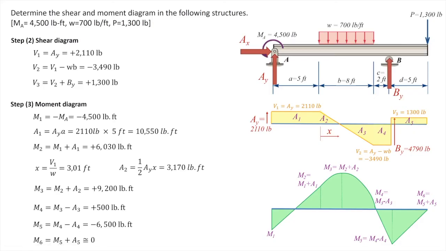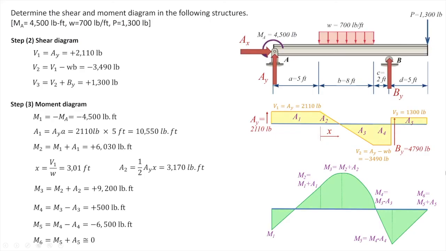On the other side, for the moment diagram, we typically need both the maximum positive value and the maximum negative value. Looking at the constructed moment diagram, the maximum negative value in this case is negative 6450 pound-feet at support B, and the maximum positive value is 92.25 pound-feet at the intersection of the shear diagram and horizontal axis.